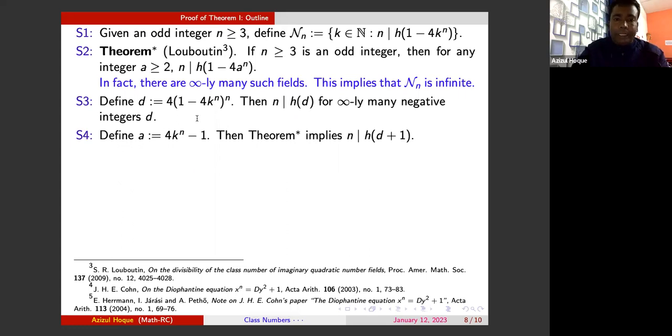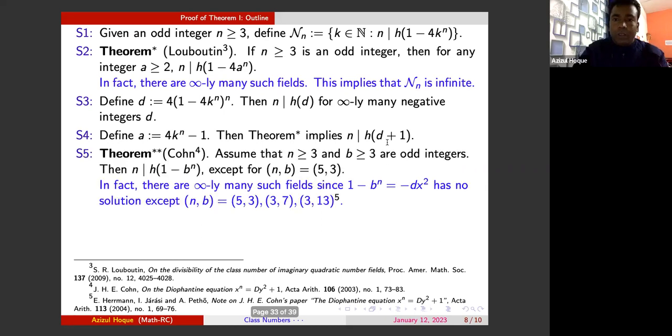Now we define this a like this, and then we use this result. If I define a as this, then we plug in here and calculate. You can see that this is nothing but D plus 1. So this will give you D plus 1, and by using this one, we can say that n divides this. Now I have D and then D plus 1. Then we use another result by Cohn. He considered n and b both odd integers, and they proved that n divides this one, except for these two cases, with one exception.